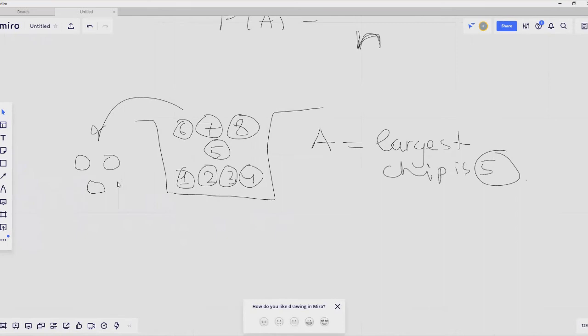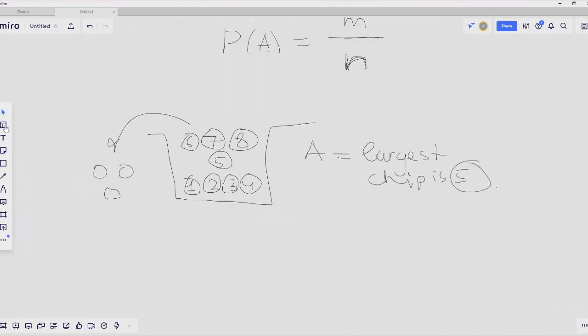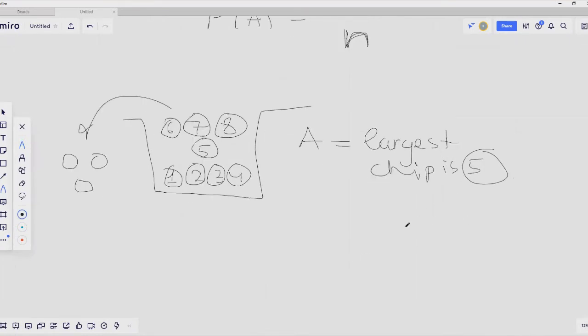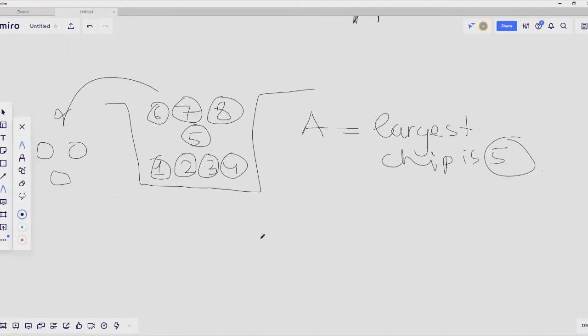We draw these chips without replacement, and the order doesn't matter. So drawing chips 1, 2, 3 is the same as drawing chips 3, 2, 1. All right. Now, first of all, let's take a look at the event "largest chip is 5." We can define it as the intersection of the following two events. So first, we have to have a chip numbered 5 in our sample, right? So first we should have, let's call it event B: chip number 5 is drawn.